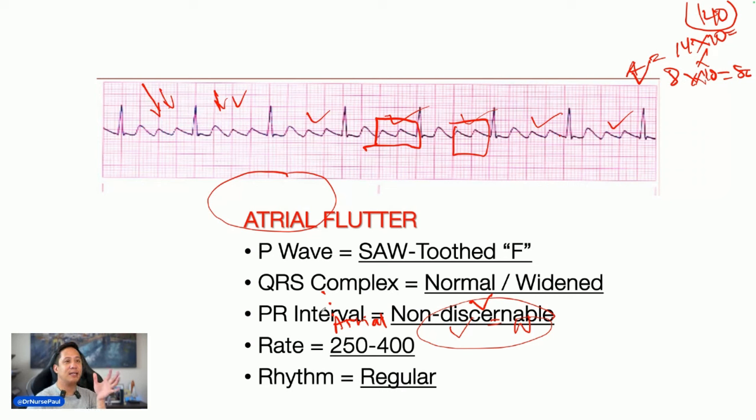So the goal is to decrease the heart rate. You can give antidysrhythmics, control the heart rate with meds like calcium blockers, beta blockers. You can also give lidocaine during ACLS management. All right, very good. No more questions?